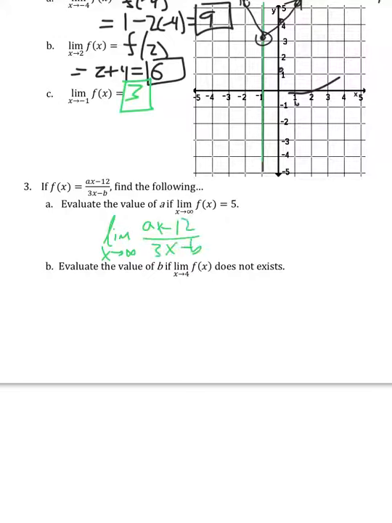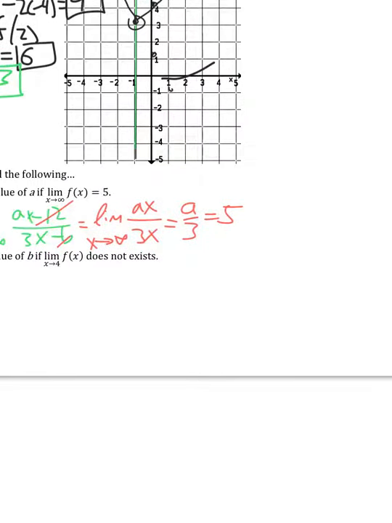b. Well, no matter what these a and b are, those will go away, and all that's left is the ax and 3x. So this is equal to the limit as x goes to infinity of ax over 3x. And since those x's cancel, this is equal to a over 3. And we want that equal to 5. Since we want that equal to 5, then a has to be 15.